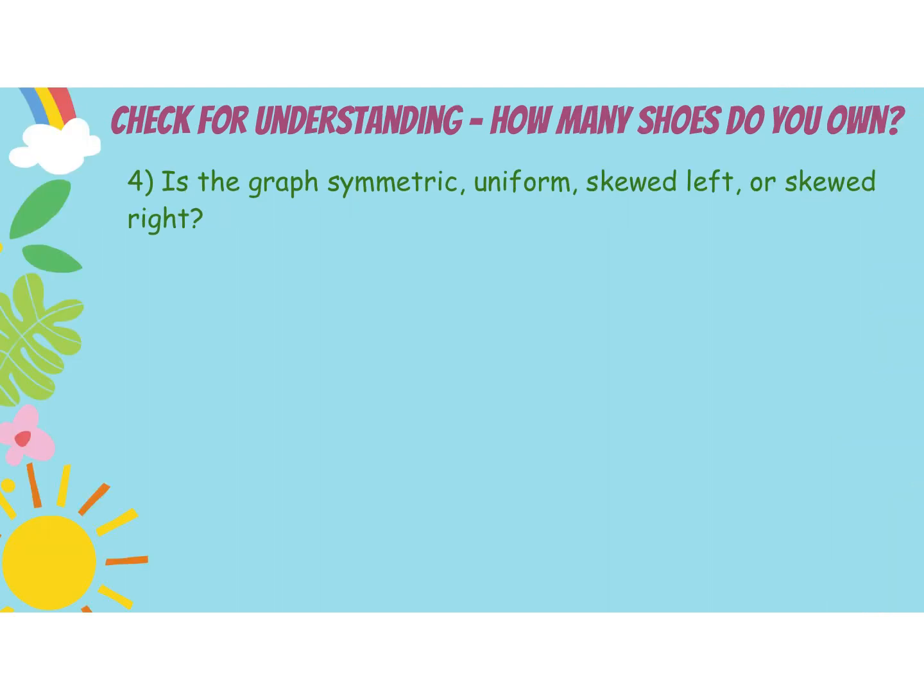Number 4 wants us to say if it's symmetric, uniform, skewed left, or skewed right. So if you look at your graph up top, you'll see that most of that data is pushed to the left side, and that means it's going to be skewed right. Because remember, we think of the opposite when we think skewed.